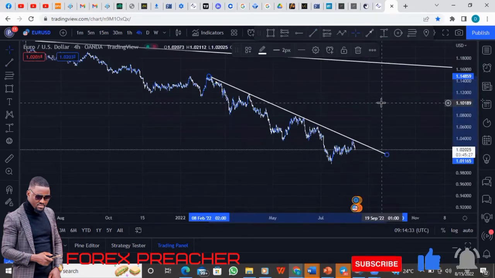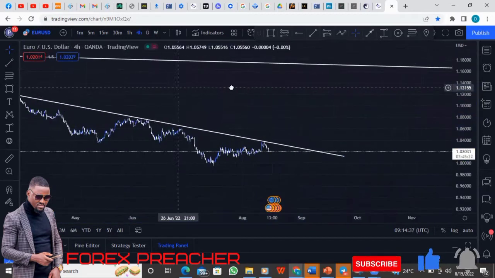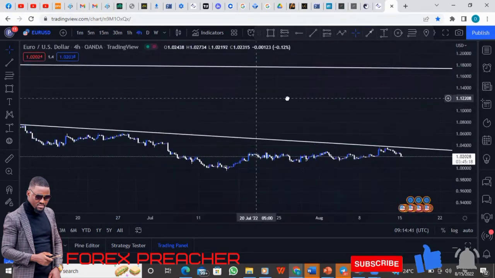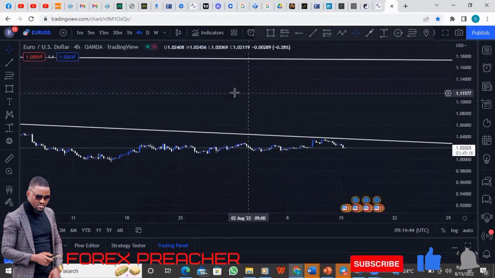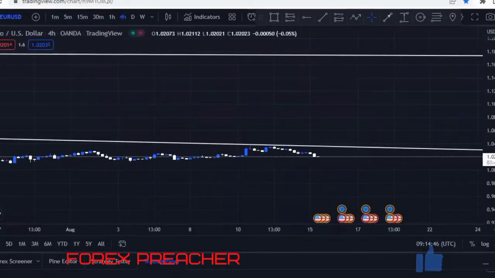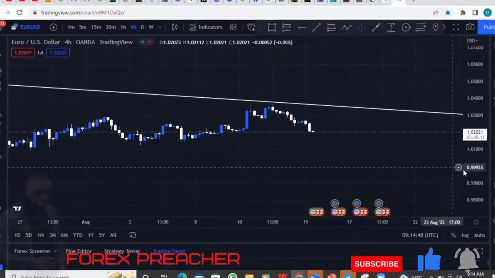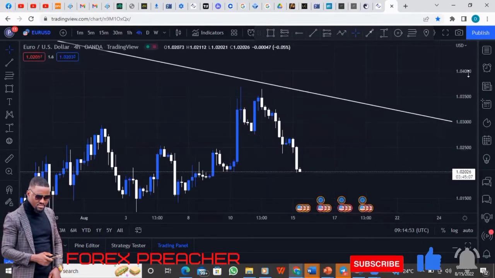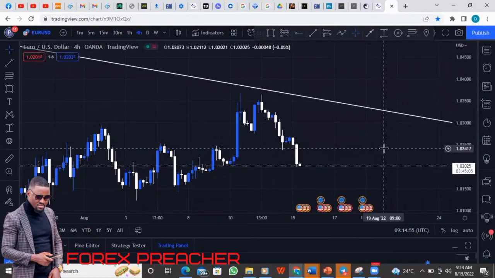As an intraday trader, from here I should be able to expand or enlarge my candles so that I can see price action very well. Coming to my 4-hour time frame and expanding the candles, I am seeing what the market is doing. So what can I deduce from what is currently happening?